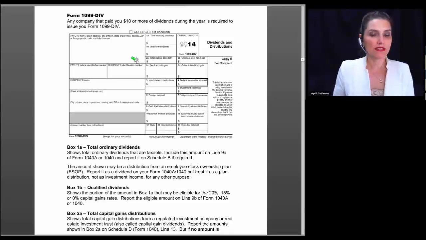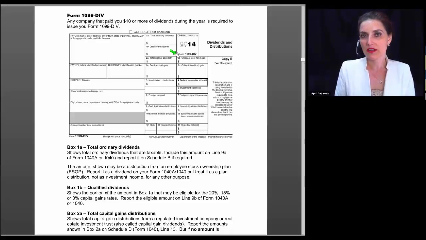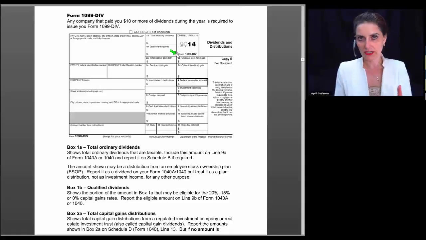Box 2A is the capital gain distributions you received for the year, and these would carry to Schedule D. But if Schedule D is not otherwise required, you can enter the amount in Box 2A directly on line 13 of the tax return. Box 2B reports unrecaptured Section 1250 gain. Section 1250 gain is the gain on recovered depreciation on the sale of real property. So, for example, you sell a real estate holding. That's an example of 1250 property.